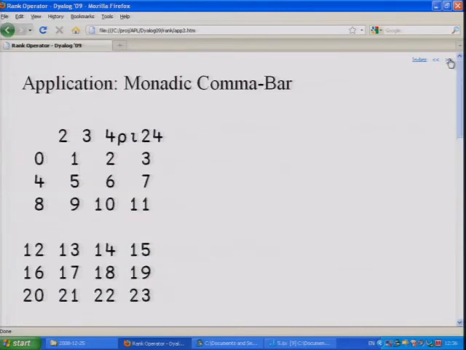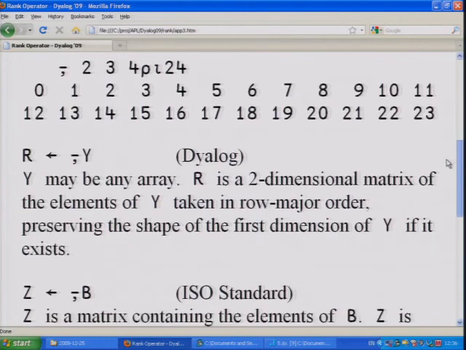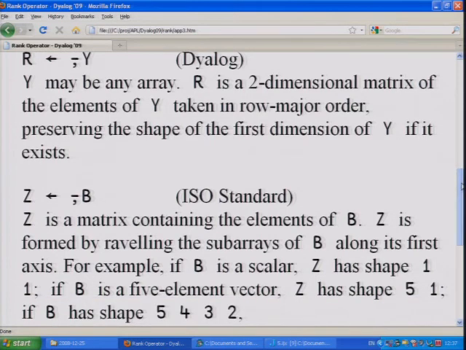Is it going into Dyalog APL? It's in version 12.1. Rank up? No. Well, you can all write to Dyalog and encourage them to have it in version 13.0, and I would be pleased. So the third application that I'm going to mention is monadic comma-bar. In version 12.1, which is going to be released after the conference, monadic comma-bar is going to be available. And this is an example of what it does. And what does it do? This is what the Dyalog documentation says about it, and also what the ISO standard says about it.